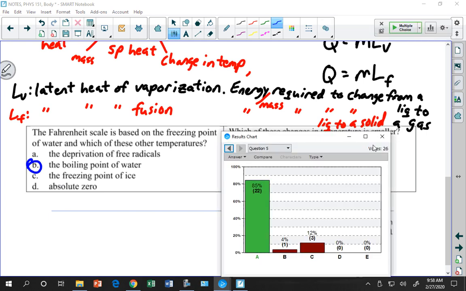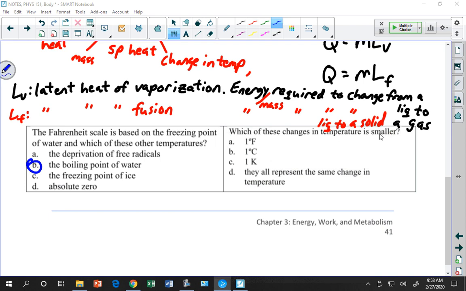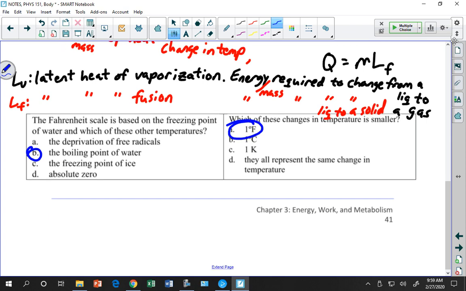Okay, good. A is right. A change in temperature of 1 Fahrenheit. Remember, that's just based on how many degrees there are between those 2 reference points. For the Fahrenheit scale, there are 180 degrees between the boiling and freezing point of water. For the Celsius scale, there are only 100 degrees, so they're just spread out more. And the Kelvin scale is the same as the Celsius scale.